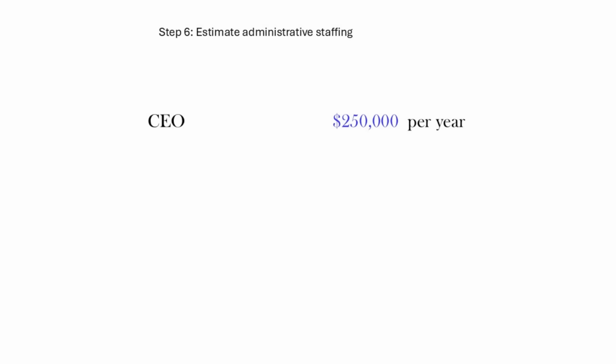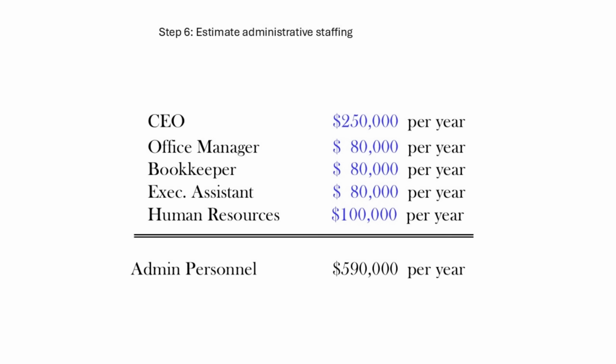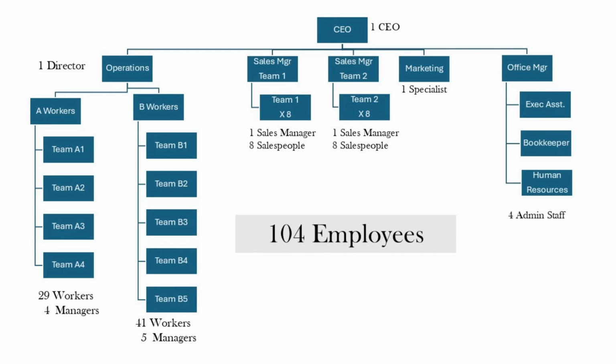Now that we have a sense of how many people will be present in the $10 million company, we can guess at the administration team that we need to support our employees. In our case, I have estimated a well-paid CEO, an office manager, a bookkeeper, an executive assistant, and a human resources manager. We can now see what our entire organization will look like at $10 million.